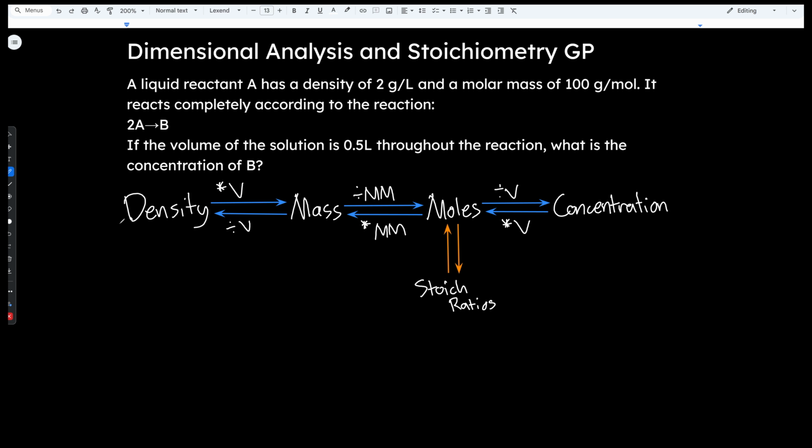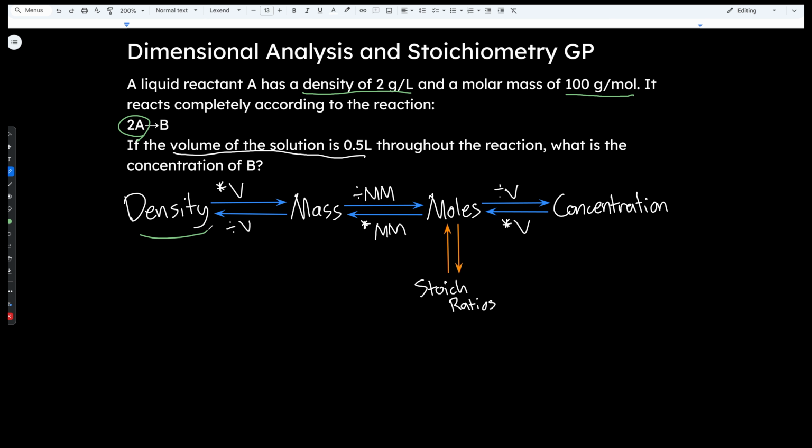So now that we have it written out, notice in this question that I gave you properties about reactant A. I gave you something about this reactant right here: a density of 2 grams per liter, and it has a molar mass of 100 grams per mole. And notice that we have the volume of the solution right here. We're obviously going to need that as well.